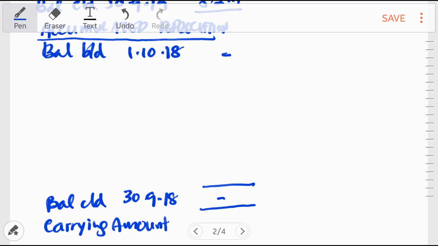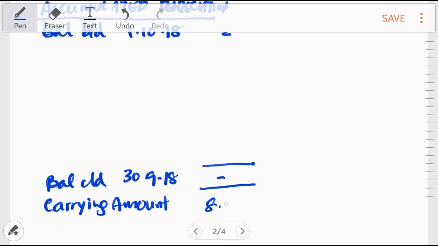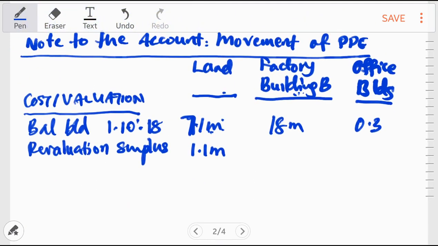So I put here 8.2 million. So we are done for our land. Next would be our factory building.